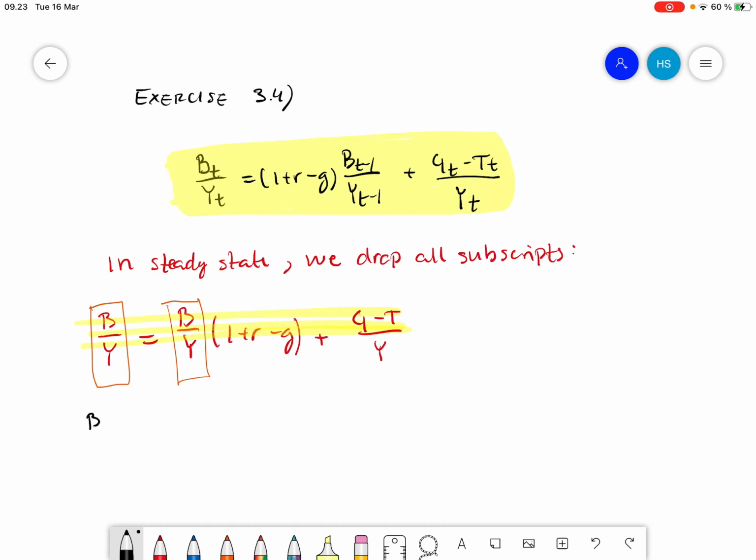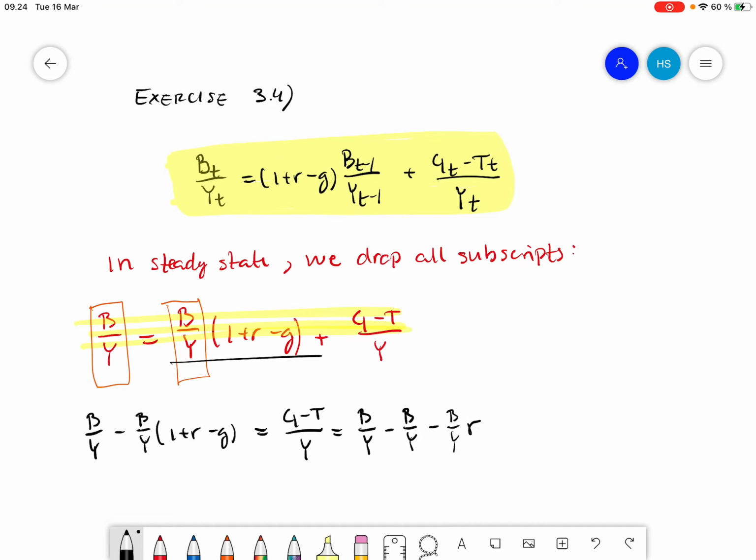So what we can do is say, okay, this is the same as B over Y, and then we subtract this term on both the left and right hand side, minus B over Y times (1 plus R minus G). That should be equal to government spending minus taxes over output. So now we get the real debt to GDP ratio minus the real debt to GDP ratio times 1, minus the real debt to GDP ratio times R, minus the real debt to GDP ratio times minus G, that becomes a plus G, plus the real debt to GDP ratio times the growth rate, that should be equal to the primary deficit over output in steady state. And that is just constant.